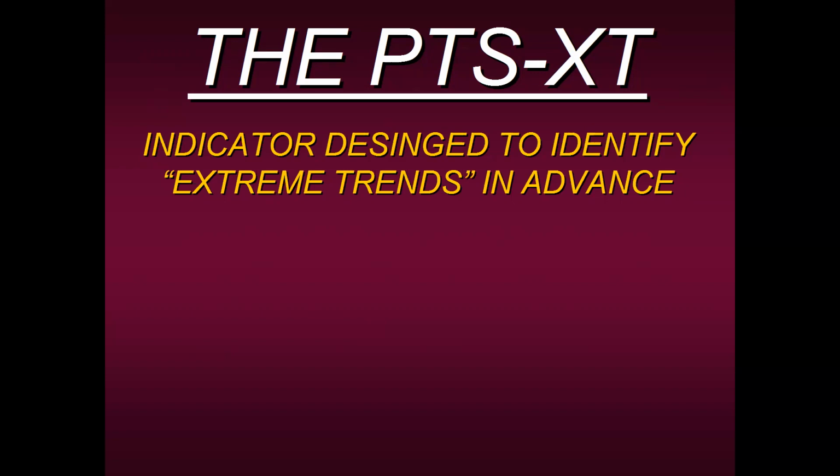Now, the PET-D, a very good tool, is designed to identify the short-term trend, all right? But it doesn't tell you whether that short-term trend is going to be strong, sideways, or weak. It doesn't give you any of that information. It just simply identifies it for you on a tick-by-tick basis. The difference with the PTS-XT is that its only job is to identify extreme trends where there's most likely going to be a big move. That's what it's designed for. So that's where it differentiates from all those other tools we have.